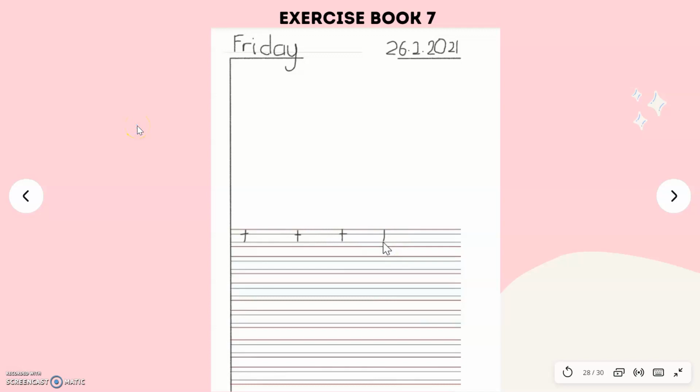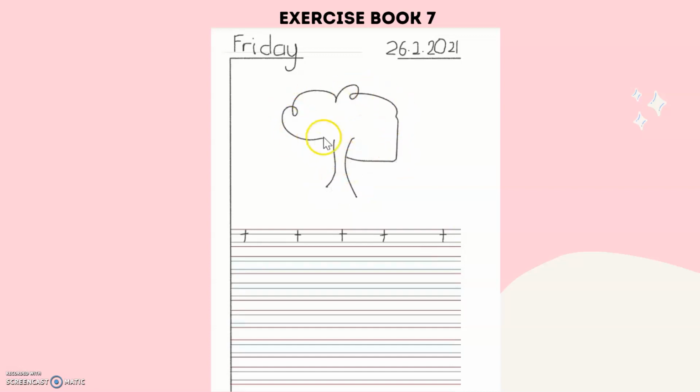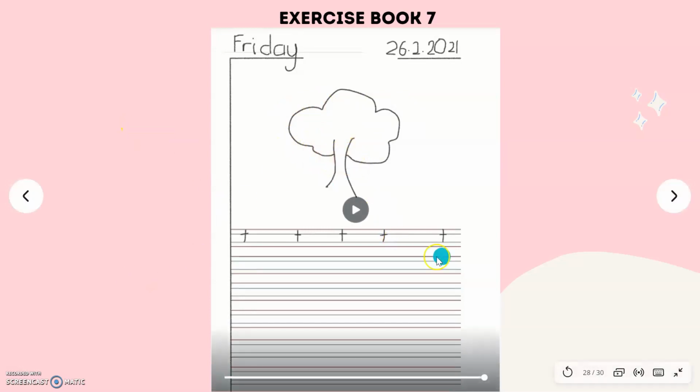If you like to draw a tree, you can draw a tree. Whether you draw a tree, tiger, toys, or train, draw the object that you like. T for tree. Teacher draws a tree and then colors the picture.